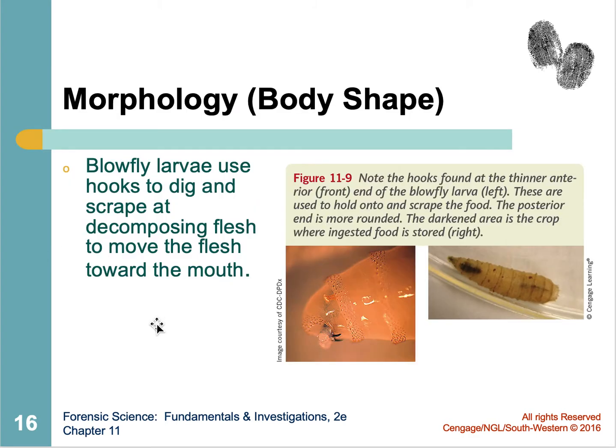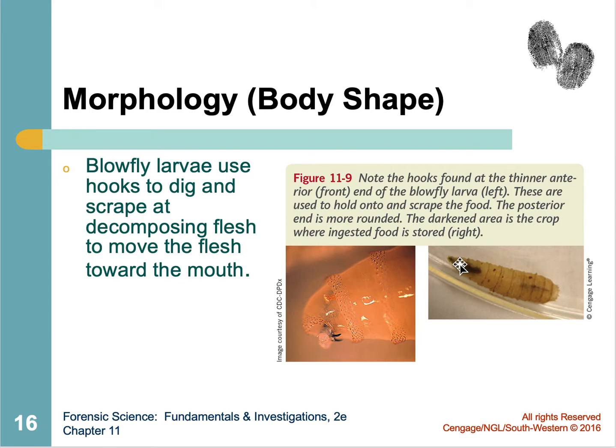Looking into this, I want to talk about some of the structures. Blowfly larvae use these hooks here. These hooks are on the anterior, or the front, of the larva, and they feed the tissue into the mouth. They act as teeth, hooking on and continuing to feed the decomposing flesh towards the mouth.